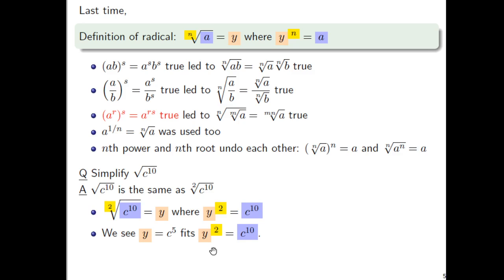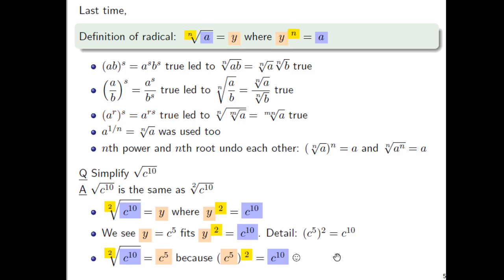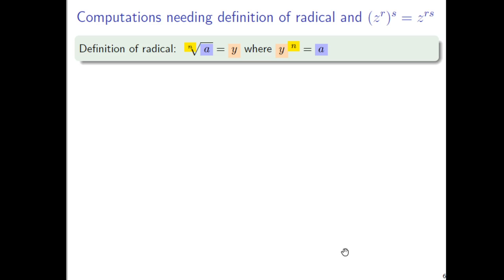And we see that c to the 5th is going to work for where y is because using our exponent rules, this one over here that's highlighted in red, c to the 5th quantity raised to the second is going to be c to the 10th. Okay, there is that detail. And there we go. So the second root of c to the 10th equals c to the 5th because c to the 5th quantity to the second power equals c to the 10th. Okay, so there's that definition of radical again.